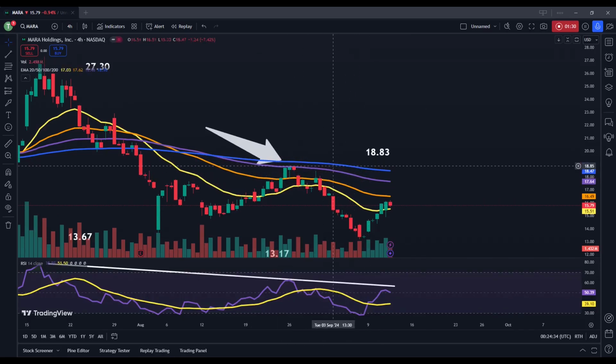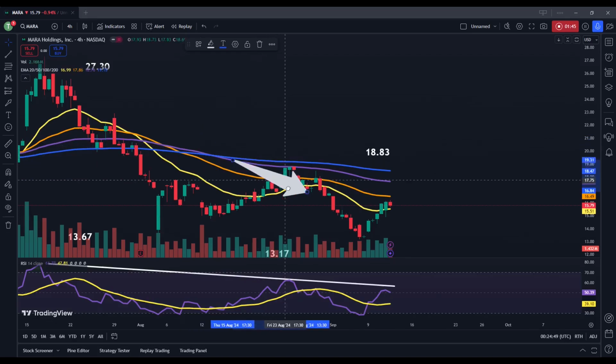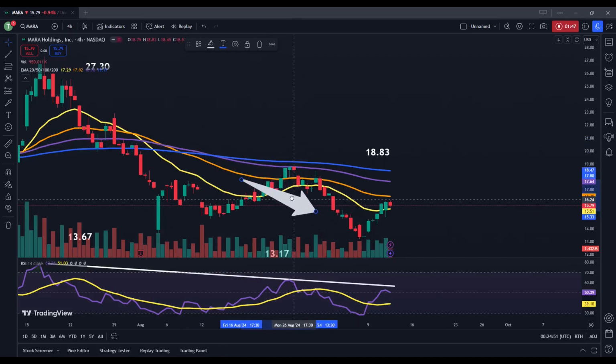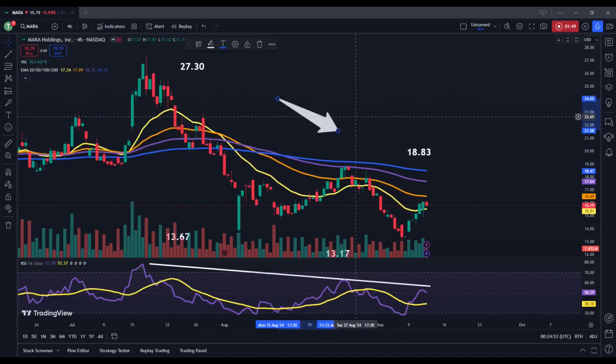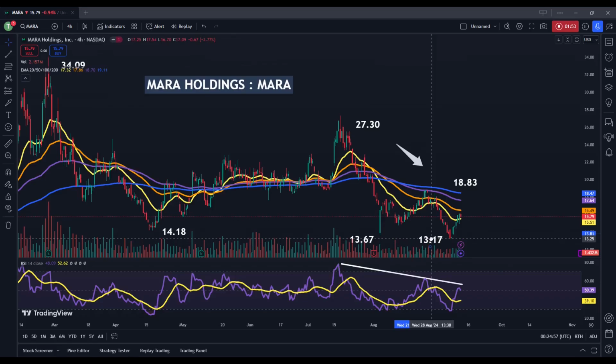This declining purple line would be the 100 period exponential moving average. And then above that, we have the 200 period exponential moving average. And as we can see here, the share price itself didn't even really manage to touch that upper line. So we did see an ultimate price failure coming in right at that 100 period EMA. And then from there, share prices did reach new near-term lows coming in at 13.17.